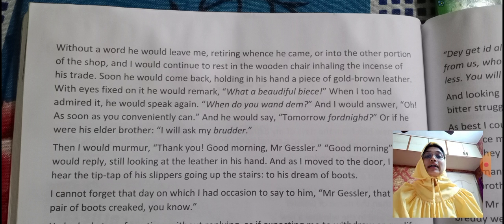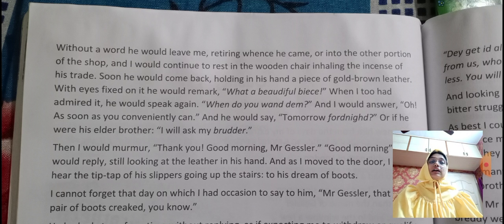When I too had admired it, he would speak again. "When do you want them?" That means, when do you want the boots? And I would answer, "Oh, as soon as you conveniently can." And he would say, "Tomorrow fortnight." Or if he were his elder brother, "I will ask my brother."